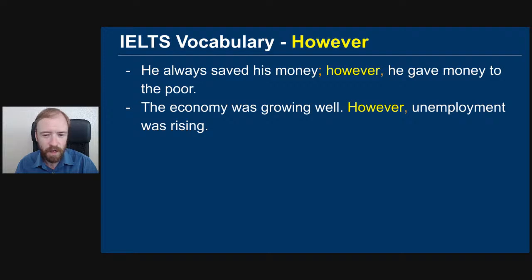The economy was growing well. However, unemployment was rising. Okay, so we are starting a sentence with however here. So again, the economy going well, but unemployment was rising. So we have a positive, but in contrast, we have this negative thing happening too. In the first sentence we use however in the middle. Notice the punctuation: semicolon, however, comma. In the second sentence, we have it at the beginning: however, comma. Learning how to use it also means learning the punctuation.